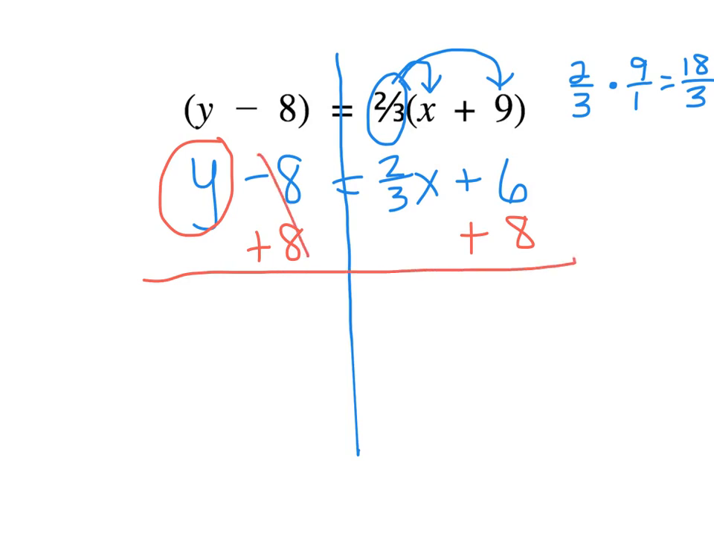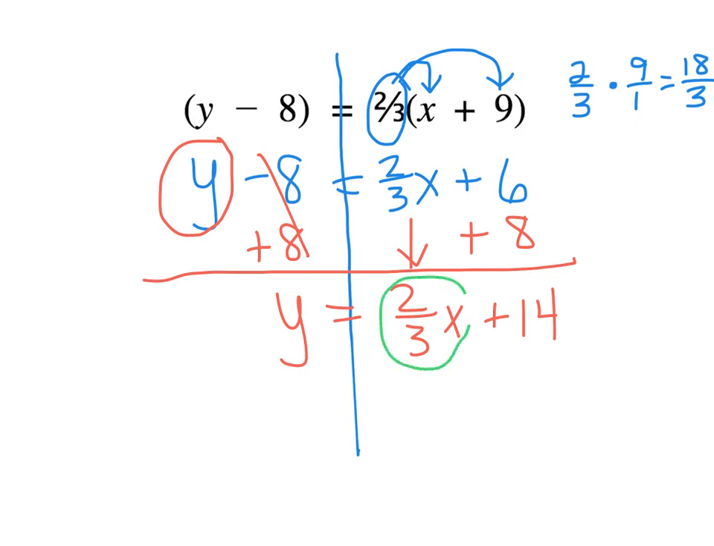My 8's cancel, and I've got y equals 2/3 x. That just comes straight down. And 6 plus 8 is positive 14. And now quickly to identify, my slope is always the term with the x, and my y-intercept is always the constant.